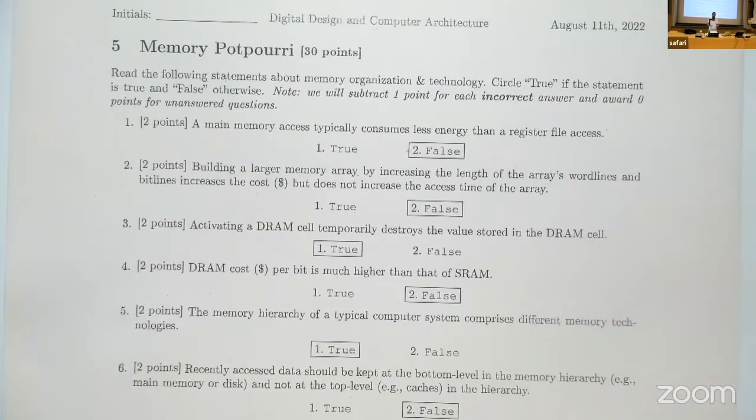We have our register files inside the CPU. It's very close to where we do compute. So it's a small structure compared to main memory, so it takes much less energy to access it than main memory.